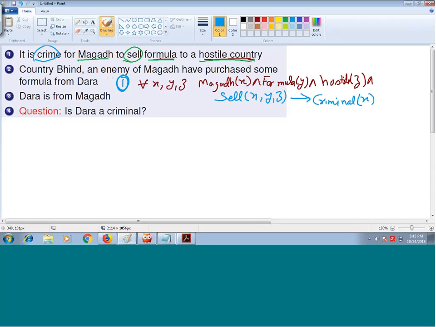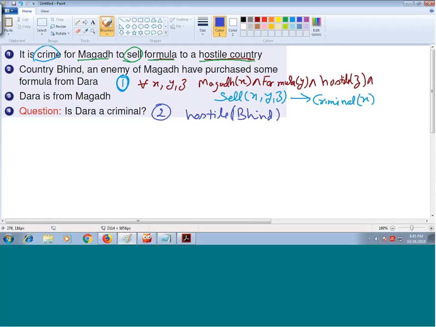Okay, all right. And the second information that we have is that the country Bhind is an enemy of Magad. Bhind is an enemy of Magad. So I say that it is hostile. Bhind is a hostile country because he has purchased some formula from Dara. So there is some formula.